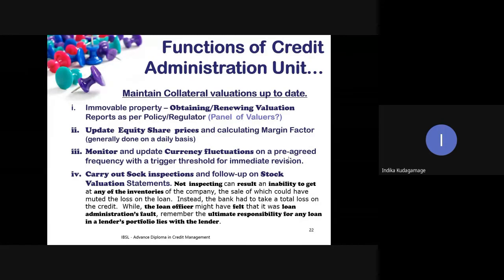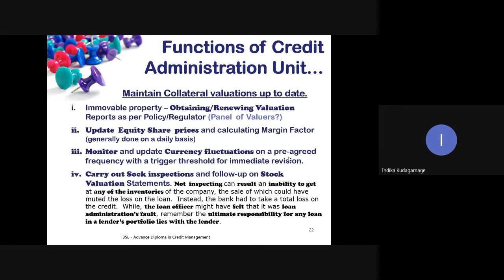All those things, policy reported things, are also done under credit admin. It may be done by a risk department, but it is a function of credit admin. So we need to obtain valuations, renew the valuations, right? In order to do that, we have to maintain valuation and collateral information, right? Every 3 years and 4 years, we need to do valuations.